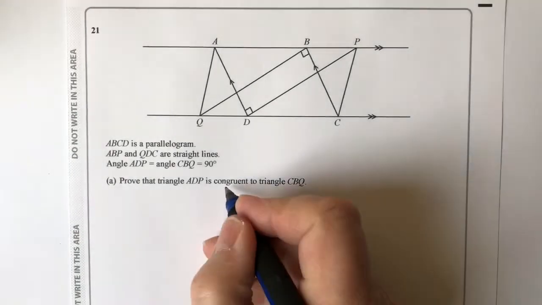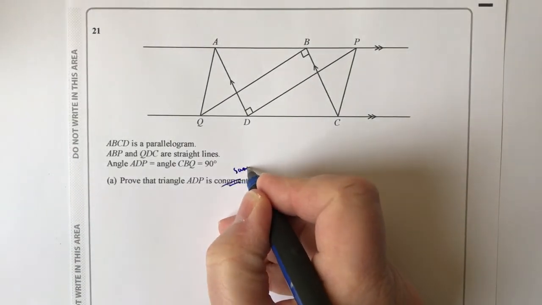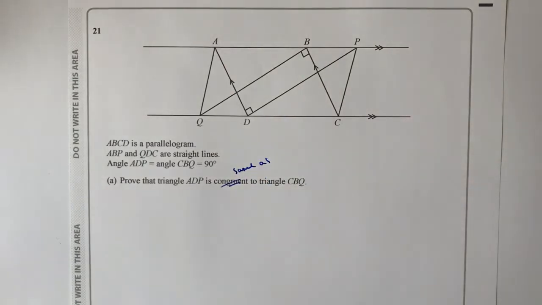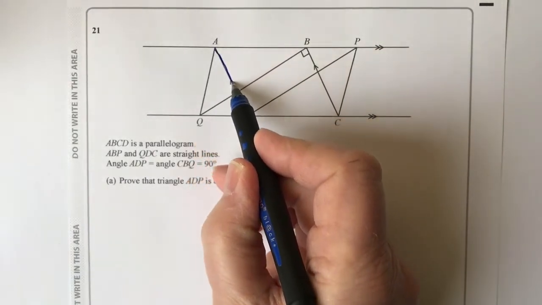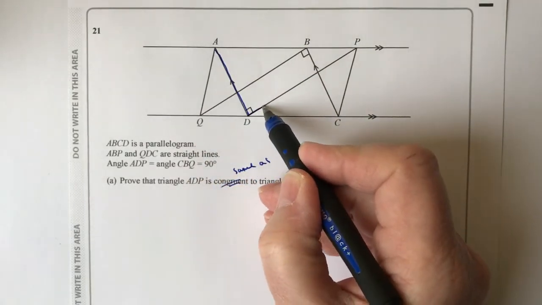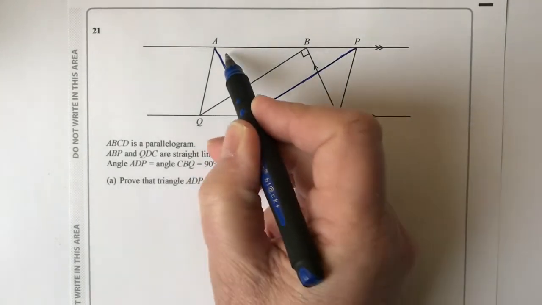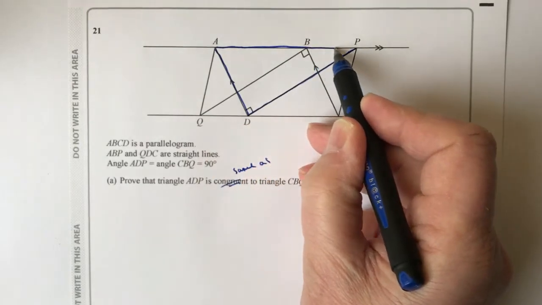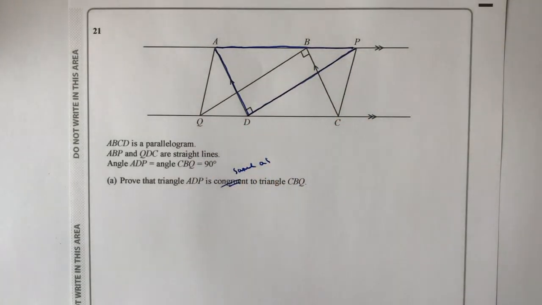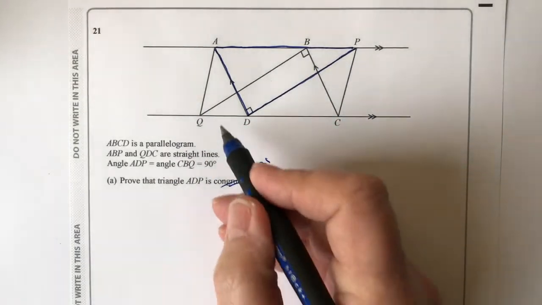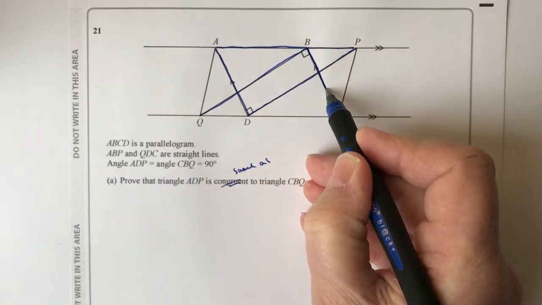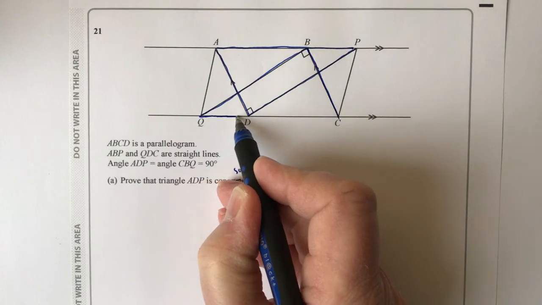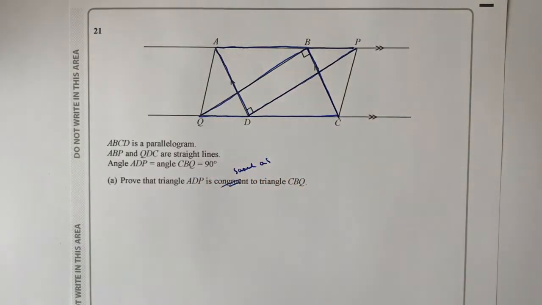Well, congruent basically means the same as. Okay, so we're saying there is ADP, so it's this one along here. That's ADP. Okay, is that the same as CBQ? So it's this one along here. I hope you'll be able to see this okay on the video.